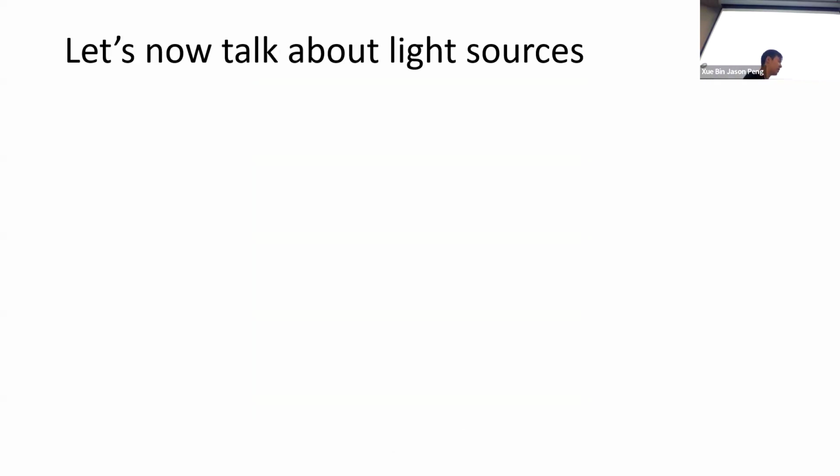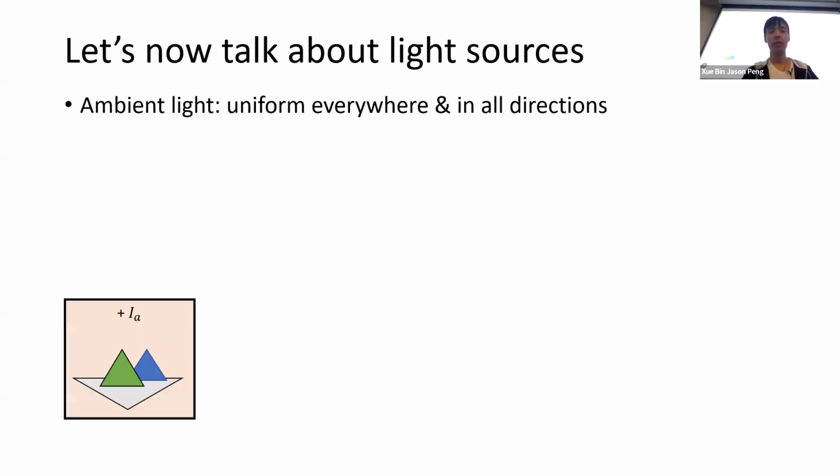So when we are rendering a scene, we will often use a combination of different light sources. One common type of light source is called ambient light. And this is a very strange type of light source that doesn't really exist in the real world. But it's kind of a trick, a quick hack to try to approximate global illumination.